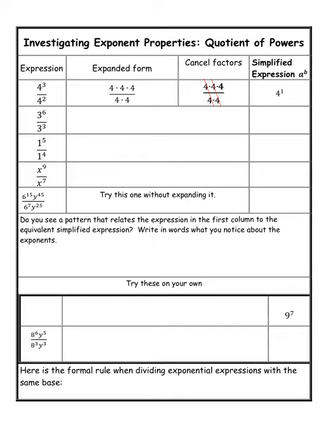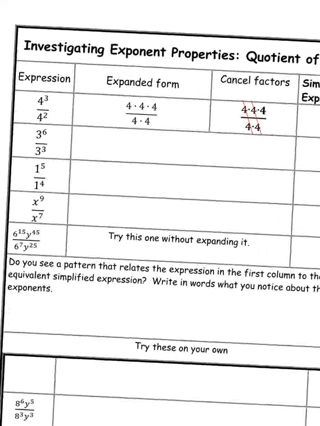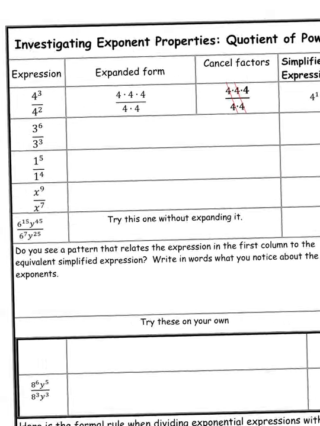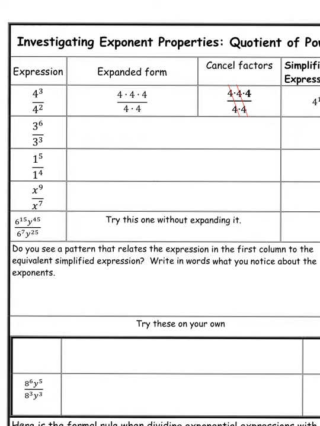For this lesson, we're going to look at the quotient of powers, and quotient means to divide. So we're going to divide numbers with exponents. If you look at the first one, we have 4 to the third, and that's written out as 4 times 4 times 4. Then you have divided by 4 to the second, which is written out as 4 times 4. So one of the things you can do is cancel the factors.